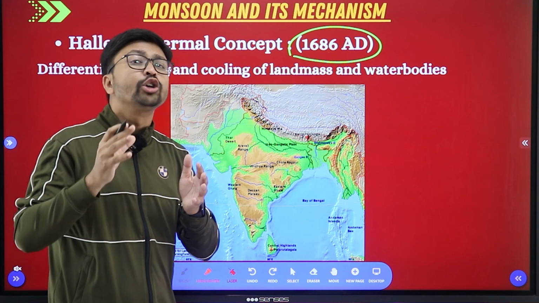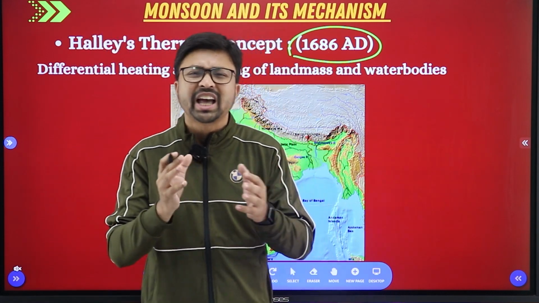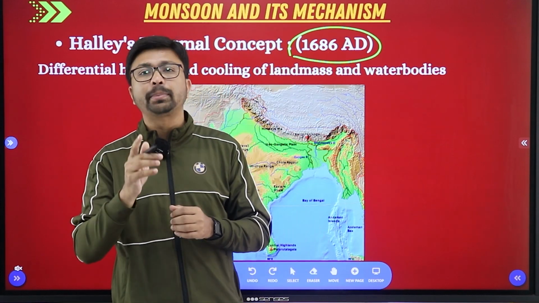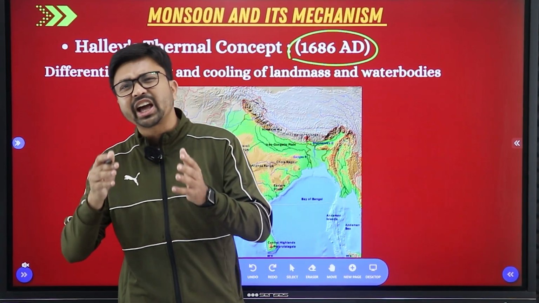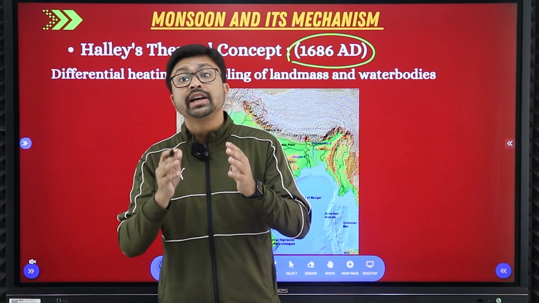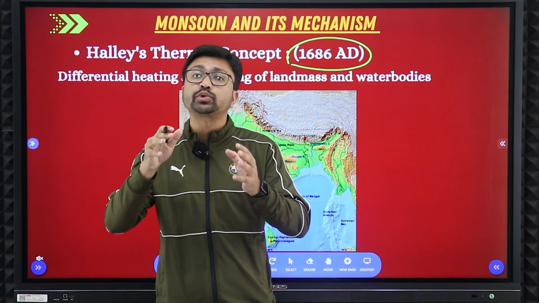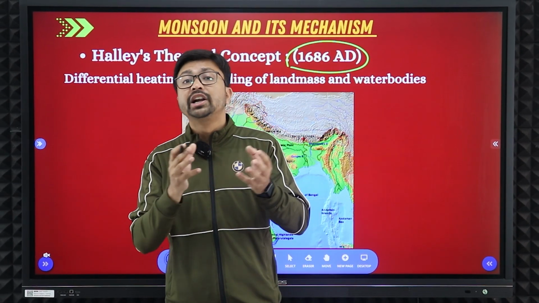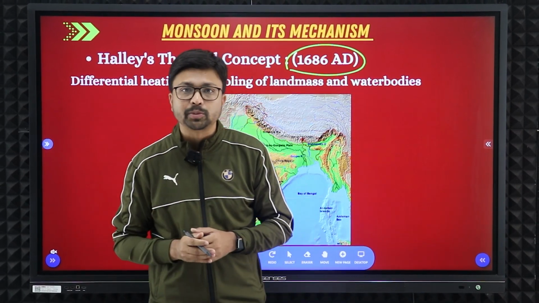As you know, solar energy will be received by the landmass and the water bodies at different rates. So landmass will receive the temperature quickly and it will also release the temperature quickly. On the other hand, water bodies will receive the temperature slowly as well as release the temperature slowly. So what will happen? At the same amount of solar energy, when it comes to land and water bodies, there will be different amounts of heat as well as different atmospheric pressure.